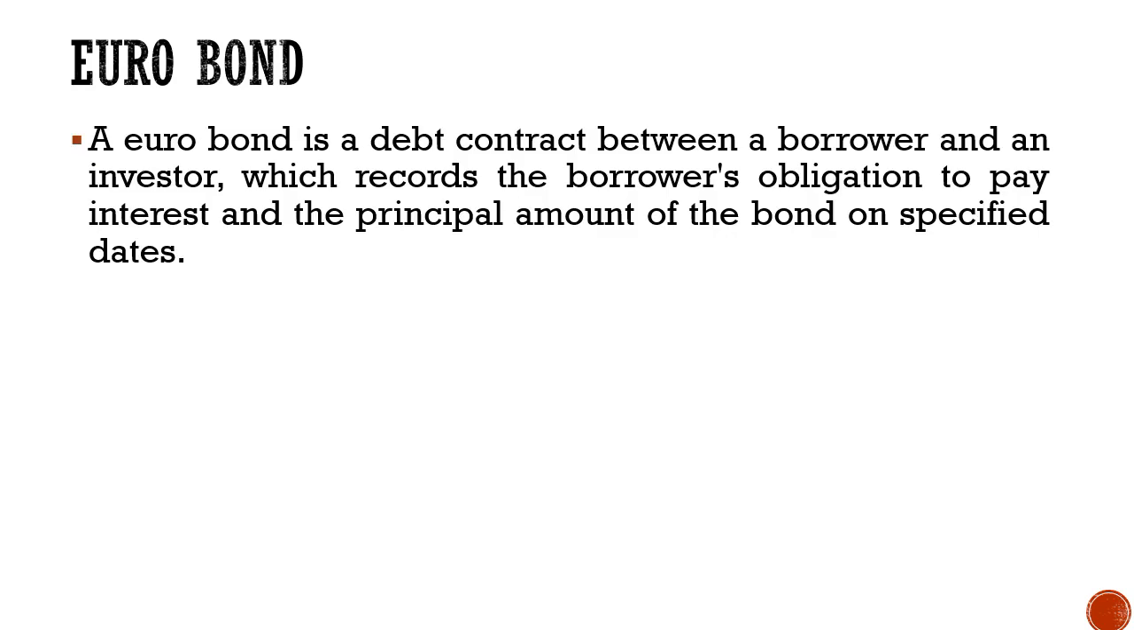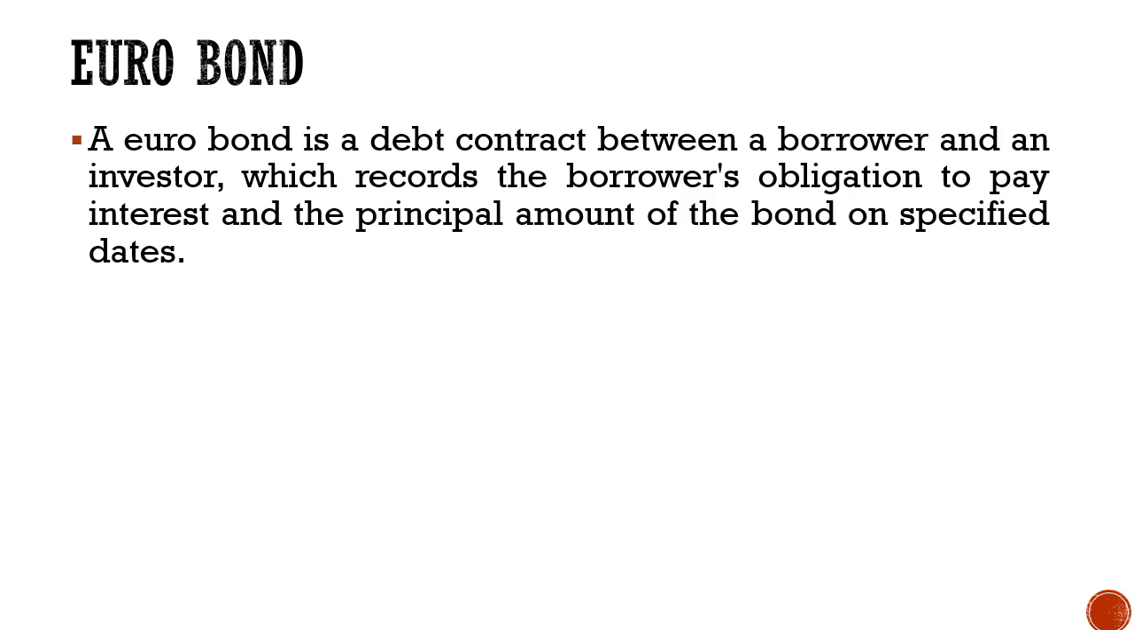Okay, the next type of bonds we have is the euro bond. Now, what is a euro bond? A euro bond is a debt contract between a borrower and an investor, which records the borrower's obligation to pay interest and principal amount of the bond on a specified date.